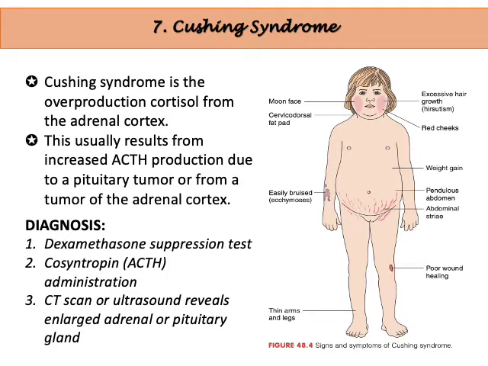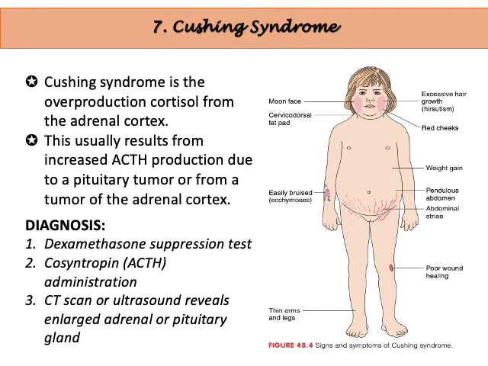Cushing syndrome is the overproduction of cortisol from the adrenal cortex. There could be two possible reasons. One is increased ACTH production, because of a pituitary tumor, or because of a tumor of the adrenal cortex itself. The peak age is 6 to 7 years old, but it may occur as early as infancy.